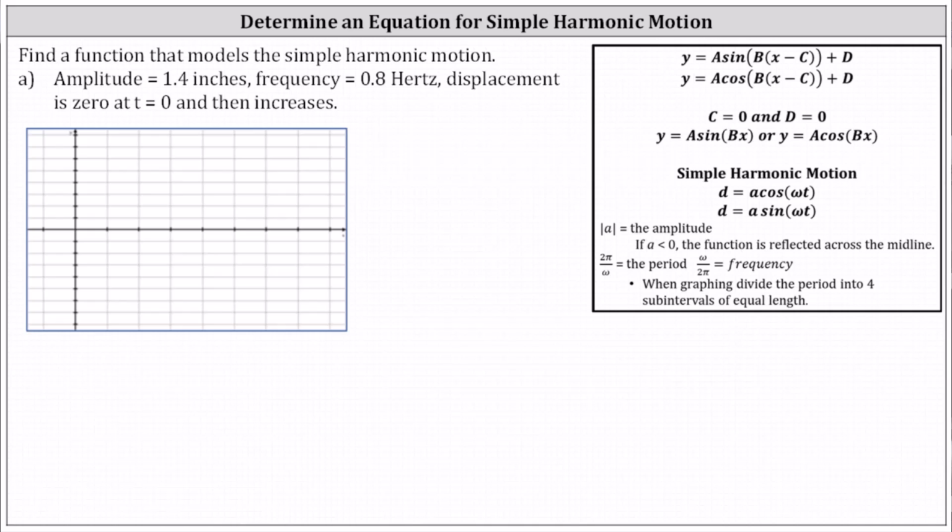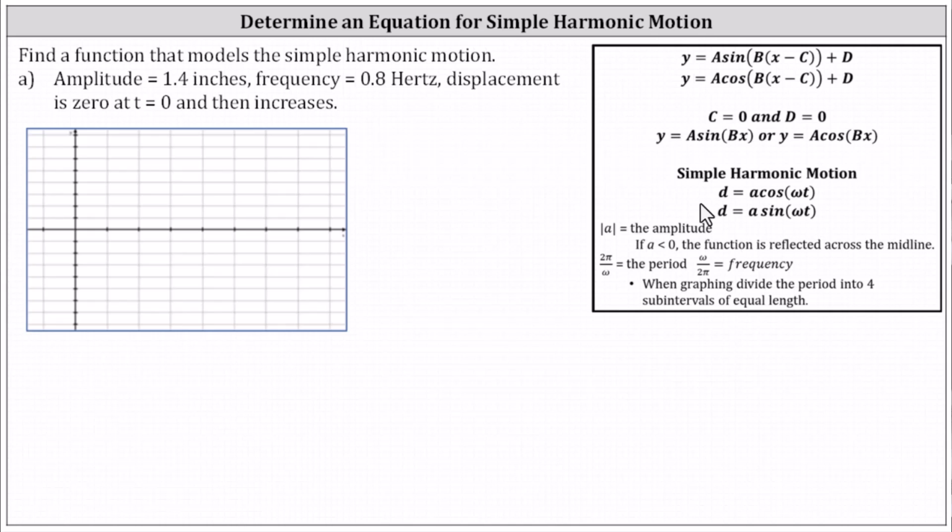Find a function that models the simple harmonic motion where the amplitude equals 1.4 inches, the frequency equals 0.8 hertz, and the displacement is 0 at t equals 0, and then increases. Simple harmonic motion is given by the equations d equals a times cosine of omega t, or d equals a times sine of omega t.